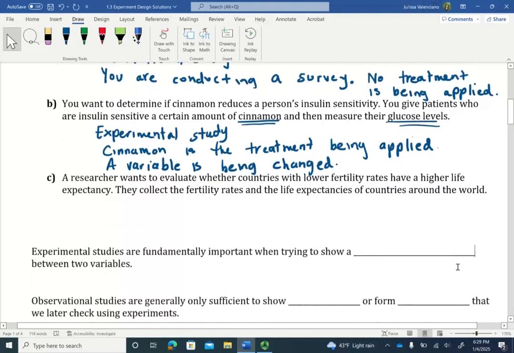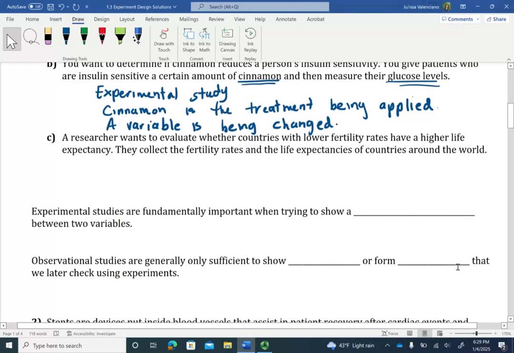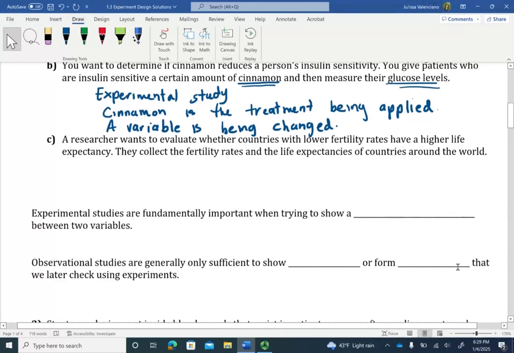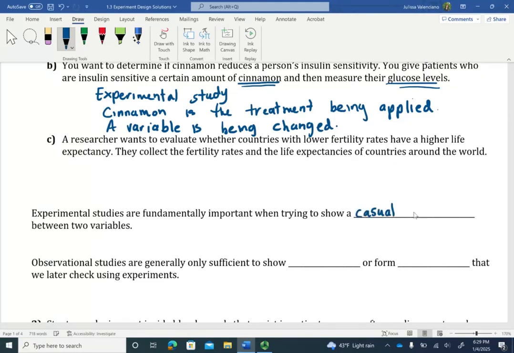Now, let's talk about when do we use experimental studies versus when do we use observational studies? Okay, so an experimental study is fundamentally important when trying to show a causal relationship between two variables.